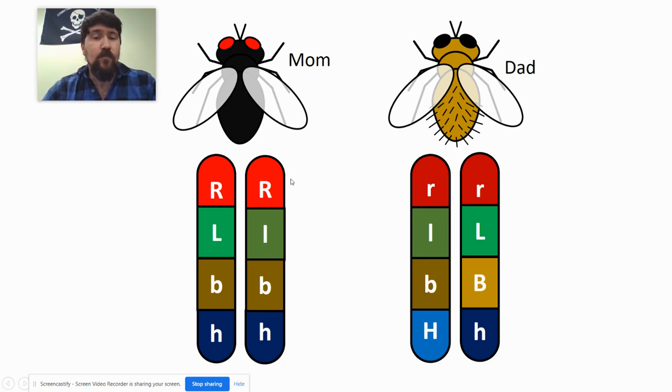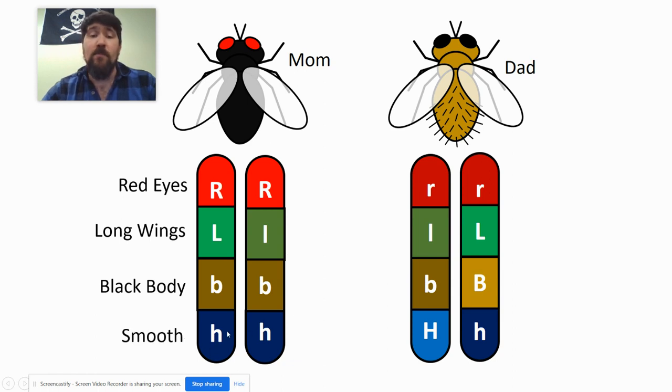Let's start with mom here. So for eye color gene, mom is homozygous red-eyed, right? She's got big R, big R for her genotype. For her wings, she's long wings, but she's heterozygous long wings. She's got a big L and a little l on this chromosome over here. For body color, she has a black body. And so we could say she's homozygous black because she has the little b allele and the little b allele. And then for body texture, she has a smooth body because she is fully homozygous recessive, meaning homozygous of the recessive trait for little h, little h.